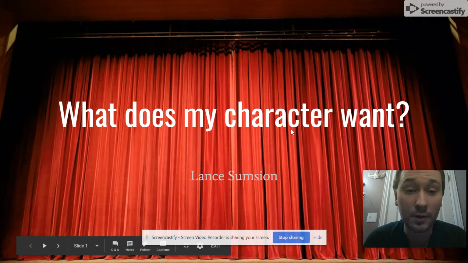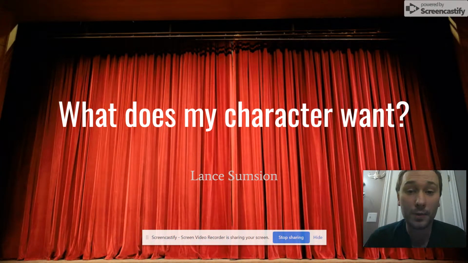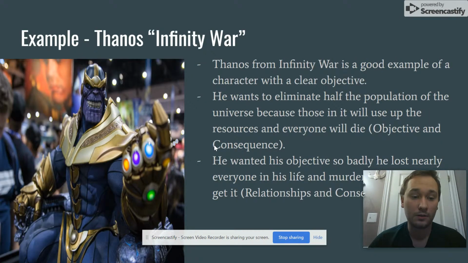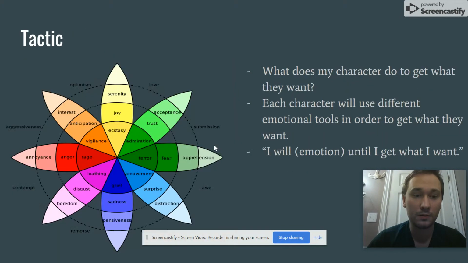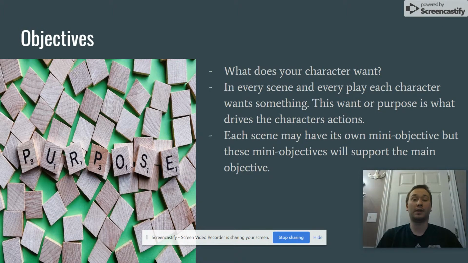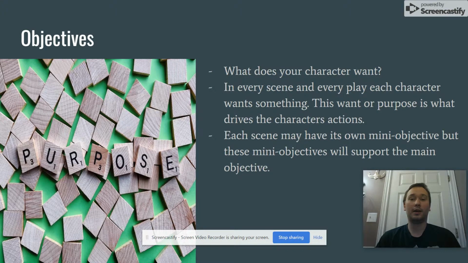Okay, so today we're going to be talking about objectives and tactics, and we're going to go over this presentation about what does my character want. Okay, so objectives. What does your character want? In every scene, a character wants something. This is kind of their whole purpose, their whole goal, and it's what drives them.